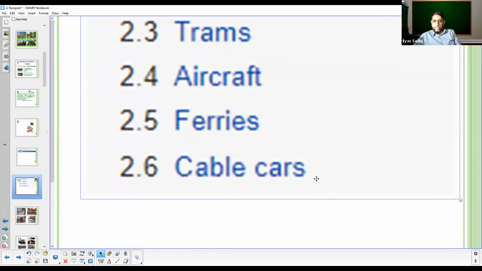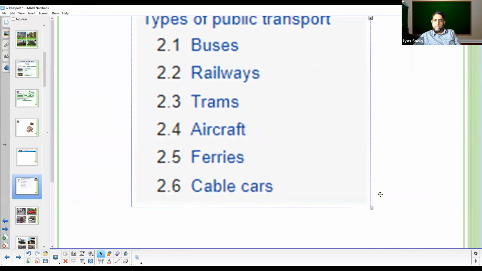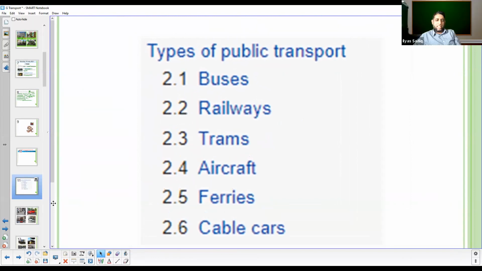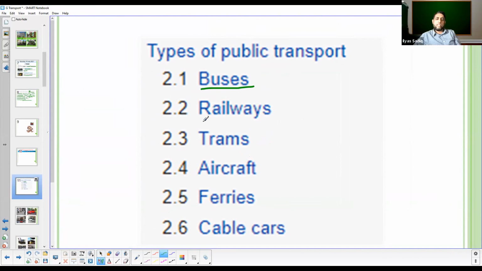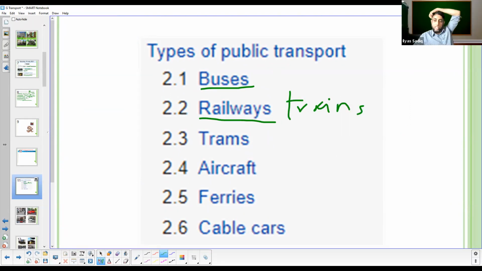So we all know that there are different means of transport, right? When we travel, how do we travel? We travel by bus. So buses are there, right? Then railways. What are railways? The trains. So railways are trains. So what is a tram?